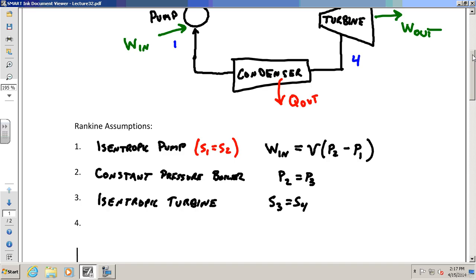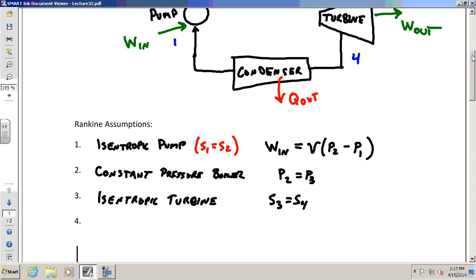And then lastly, the condenser. We assume that occurs at a constant pressure as well. So practically speaking, that says P4 equals P1.